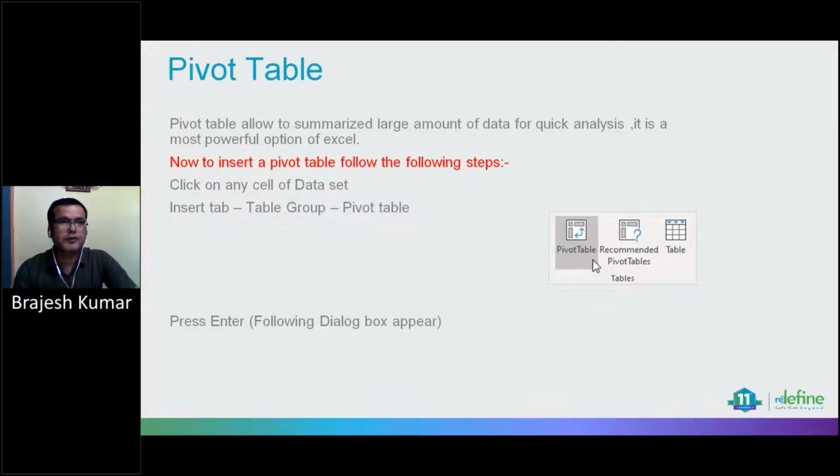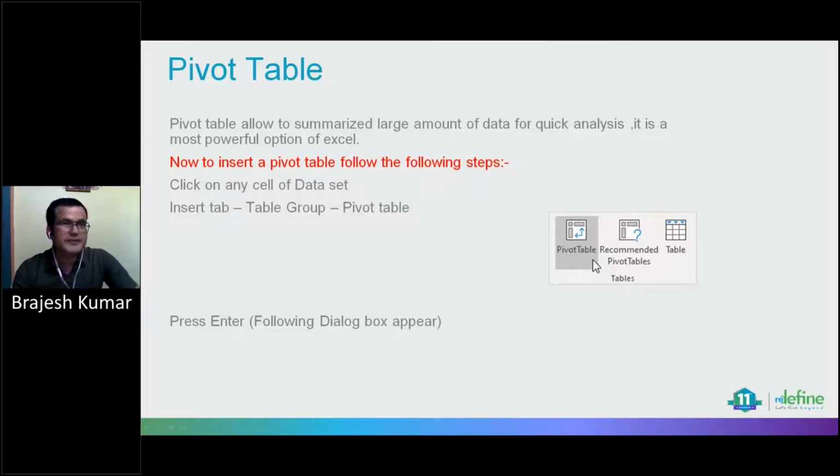Now pivot table. Pivot table is also used to summarize a large amount of data for quick analysis. If we have a large amount of data, 1 lakh, 2 lakh, 3 lakh rows, then it takes more time to analyze data. So for this, we use pivot table to summarize data, and we can analyze data as per our requirement. For that, we insert a pivot table. Pivot table is also under the insert tab in the ribbon.